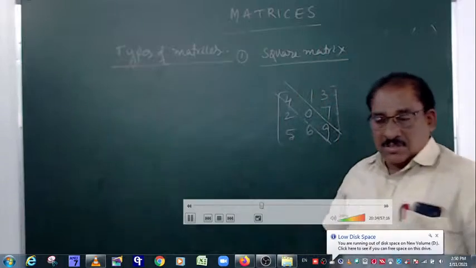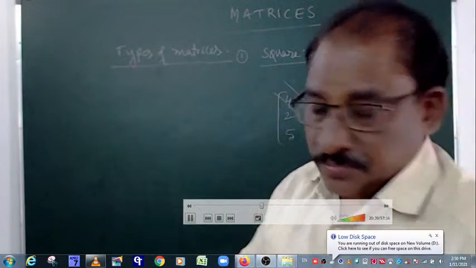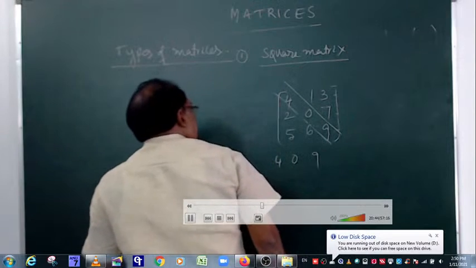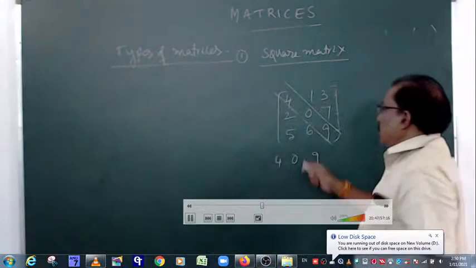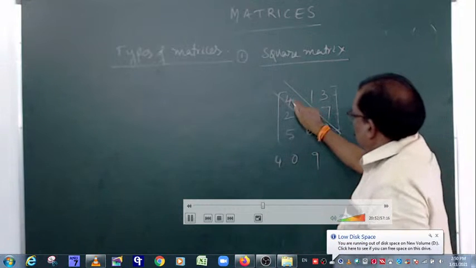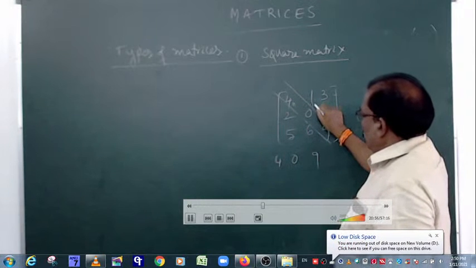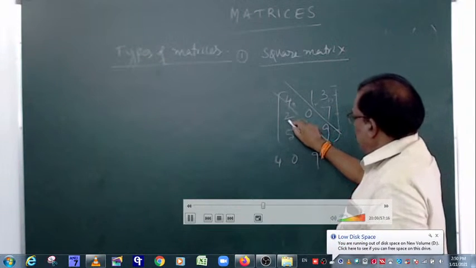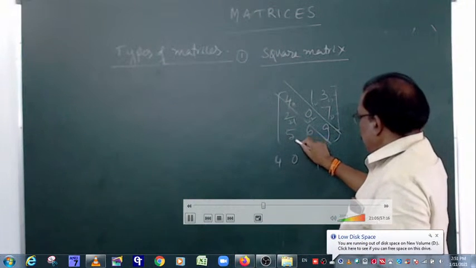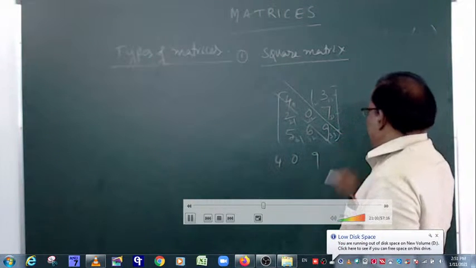In a square matrix, the elements in the principal diagonal, say 4, 0, 9. What is the position of these elements in the matrix? This is 1 1. This is 1 2. This is 1 3. This is 2 1. This is 2 2. This is 2 3. This is 3 1. This is 3 2. This is 3 3.